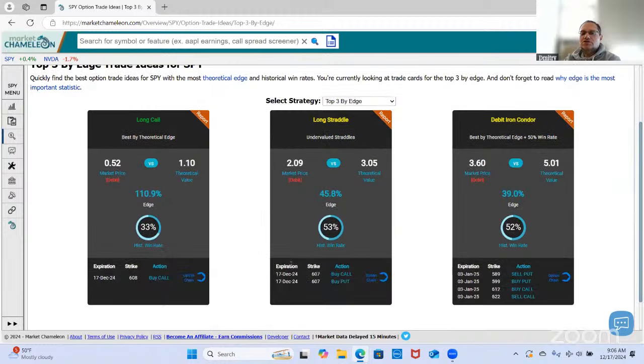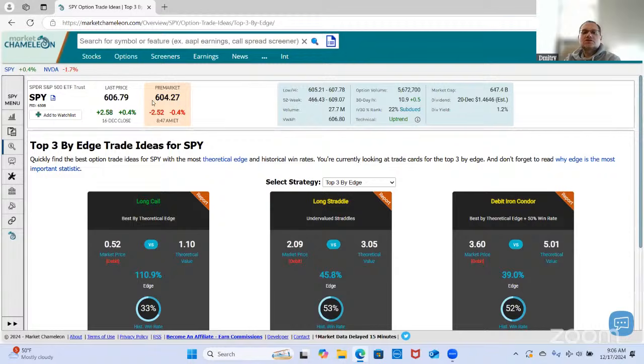So in this situation, it's looking over here. These are the legs down here. It's looking at the December 17th 607 straddle. So you're buying the 607 call and buying the 607 December 17th put. That's the straddle. And let's see, the stock was around 606.79. That's where it closed.